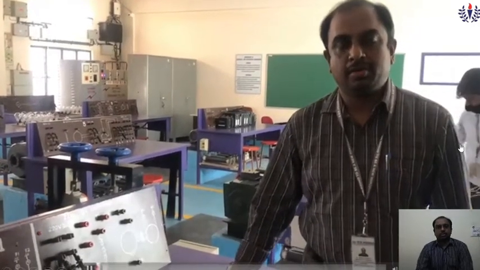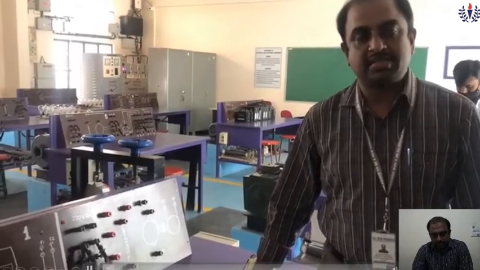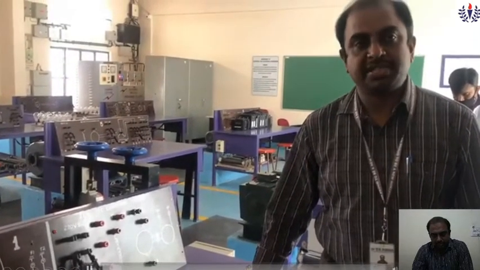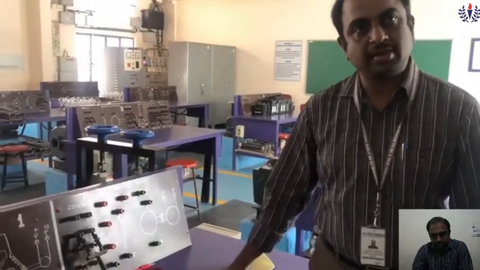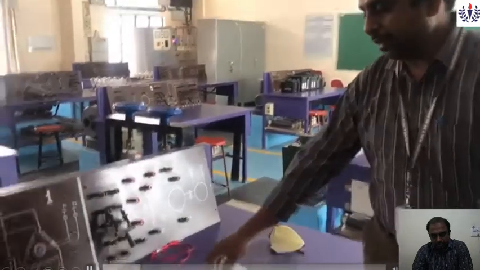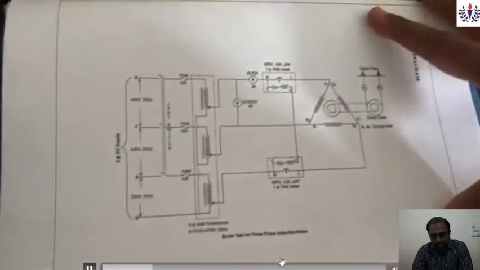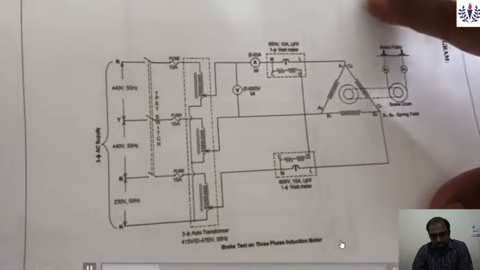Good morning. Today we are going to see experiment number 2 in the machines lab, that is load test on three-phase induction motor. This is the circuit diagram of the load test on a three-phase induction motor.